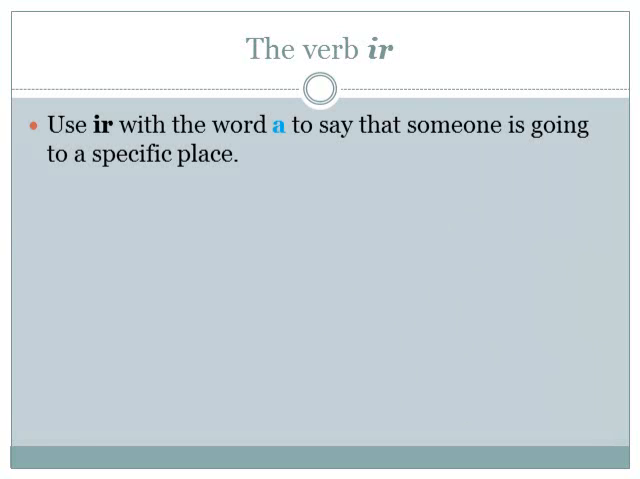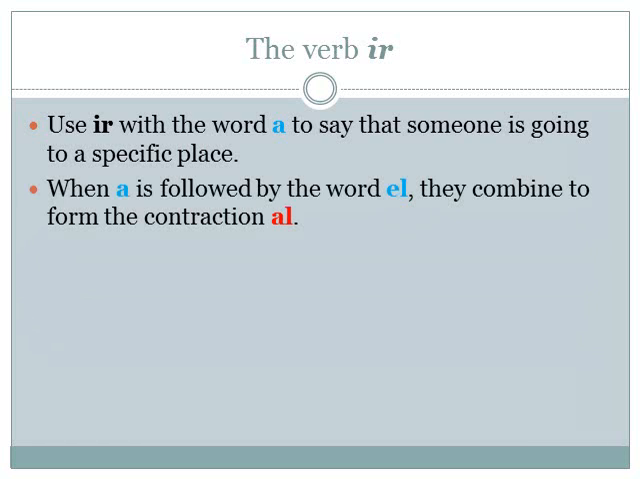So whenever we are talking about going to a specific place, you're going to use ir with the word a to say that someone is going to a place. The word a literally means to. So when a is followed by the word el, though, they combine to form the contraction al. This is one of 2 contractions in Spanish.